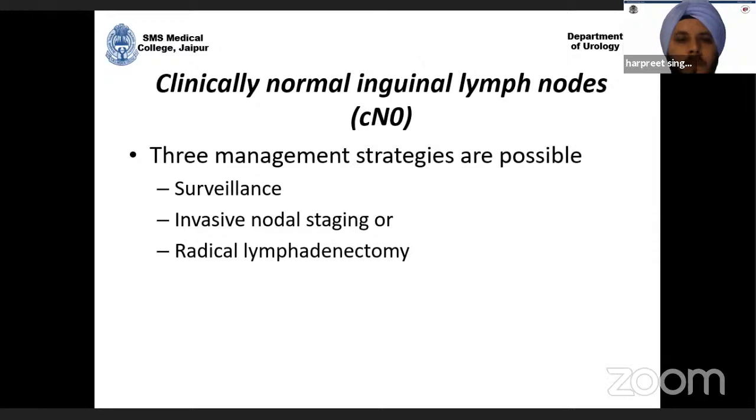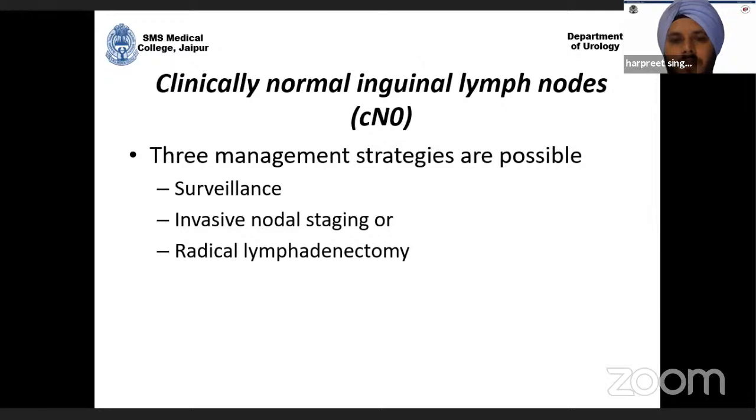Now, for the management of the inguinal lymph node status, the first and most reliable tool is the physical examination. On examination, three scenarios are possible. On palpation, the lymph nodes are either not enlarged, or palpably enlarged. The third condition is when the lymph nodes are grossly enlarged and ulcerated.